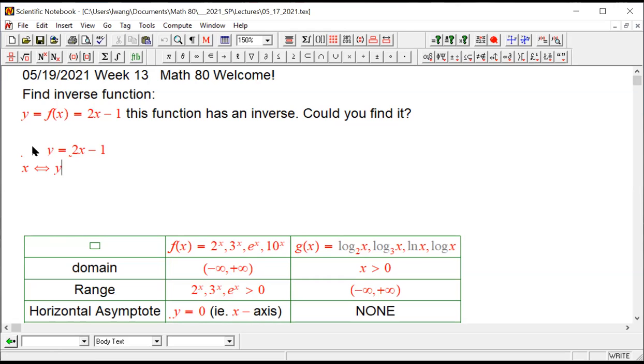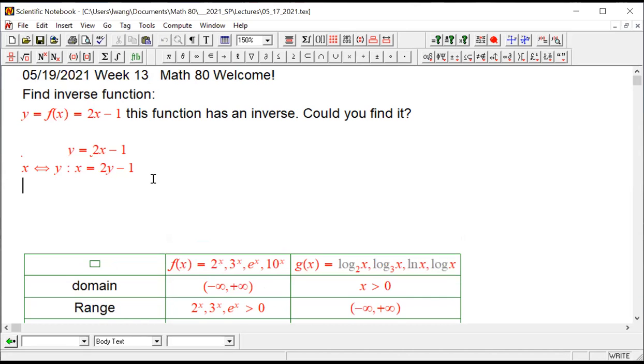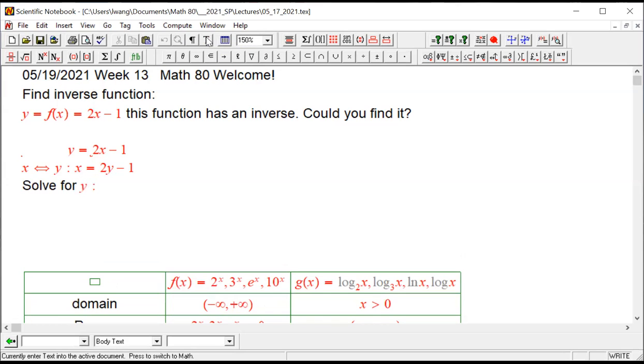Swap x and y in this relationship. So in this equation, we view it as an equation, and we swap x and y. So x turns to y, y turns to x. And then solve for y. These are the general procedures to find inverse functions, if the inverse function exists, right?